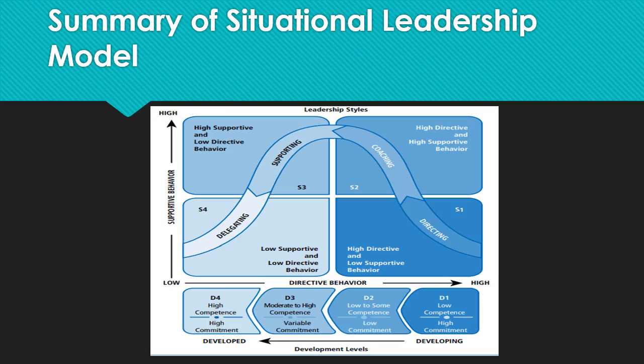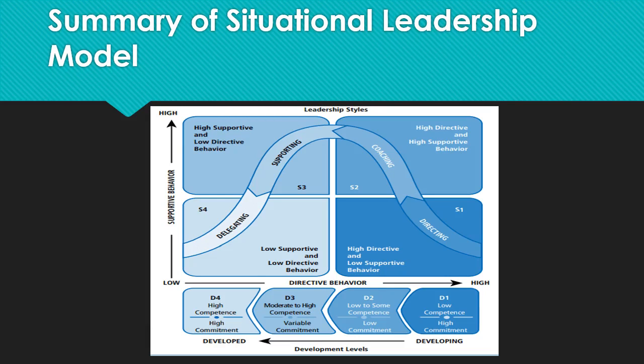So till now, we have seen the four categories of directive and supportive behaviors of situational leadership styles. They are S1, which is the high directive and low supportive behavior, also known as the directing approach. S2, which is the high directive and high supportive behavior, also known as the coaching approach. S3, which is the high supportive and low directive behavior. It is also called the supporting approach. S4, which is the low supportive and low directive behavior, also known as the delegating approach.